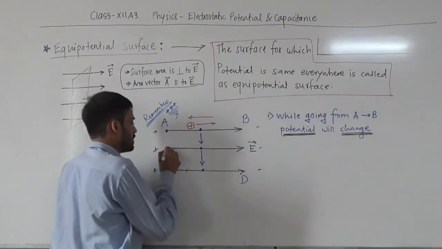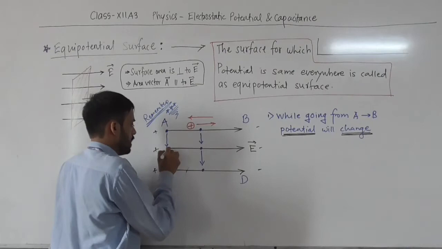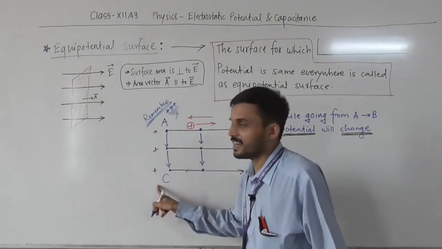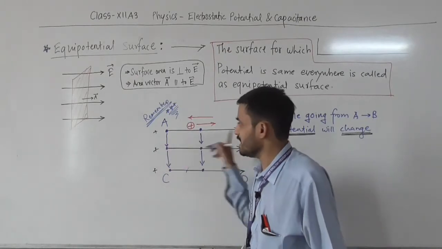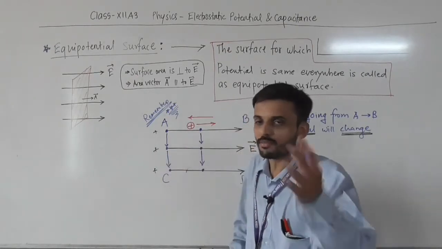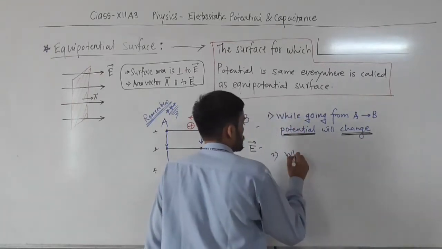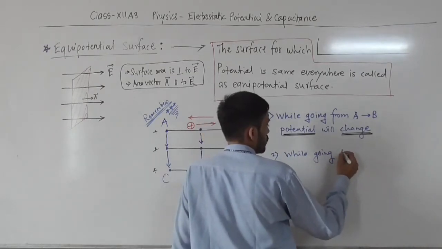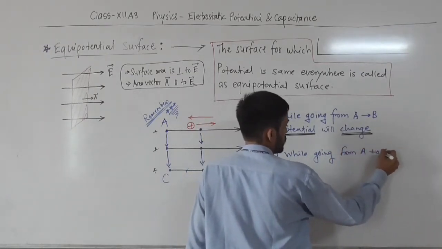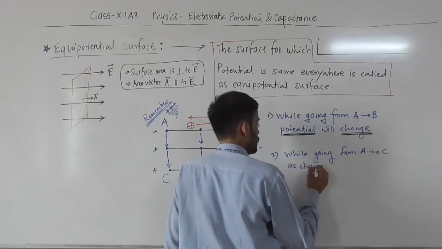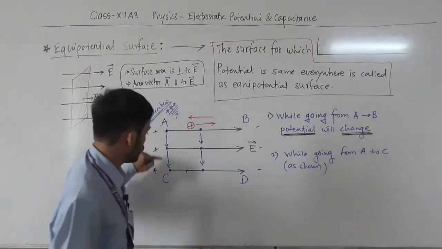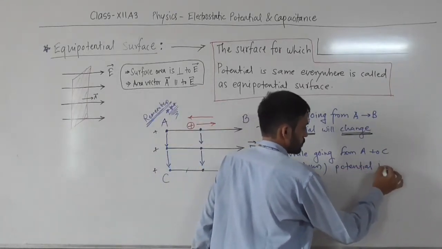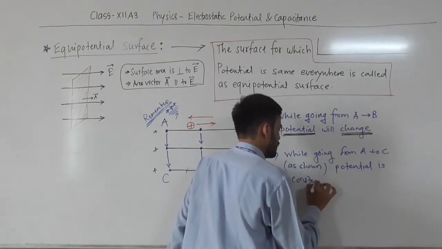Suppose I am moving as shown in the figure. Now what will happen? I know that potential at A and potential at C will be the same. Along the line it will change, but if I go like this, that will not change. So while going from A to C, as shown in the diagram, potential is constant. This is very important.